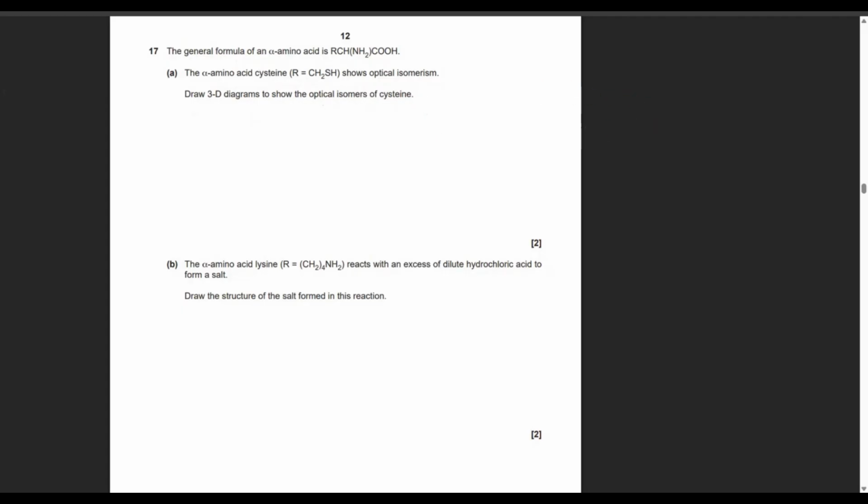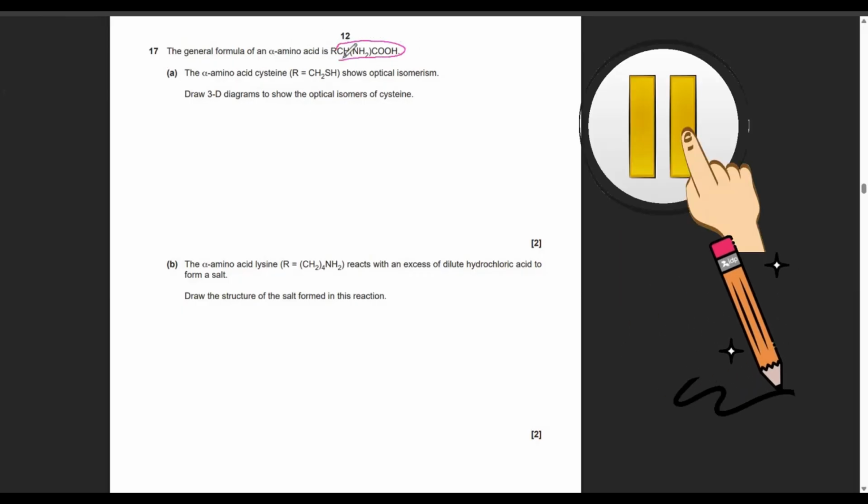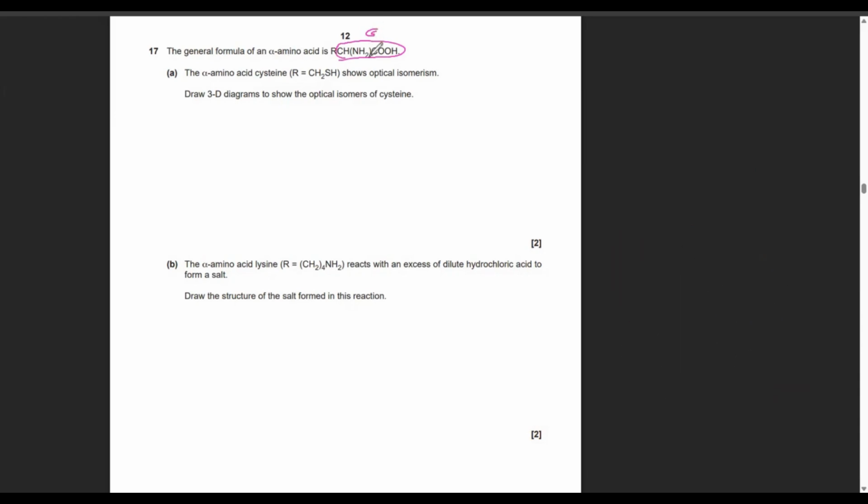Why don't you grab a pen, grab some paper, press pause on the video, have a go, then unpause and watch my explanation. All right, I'm going to go through the answers now. So what you can see here is they've given us a nice reminder of the general formula of an alpha amino acid.